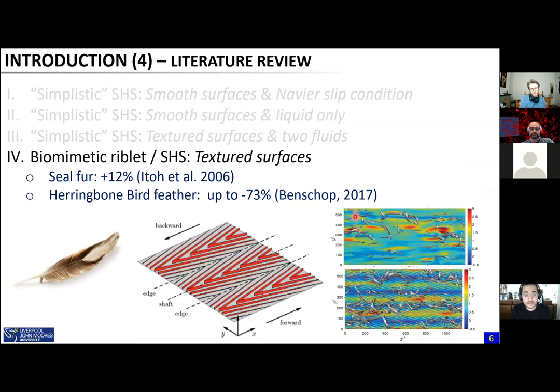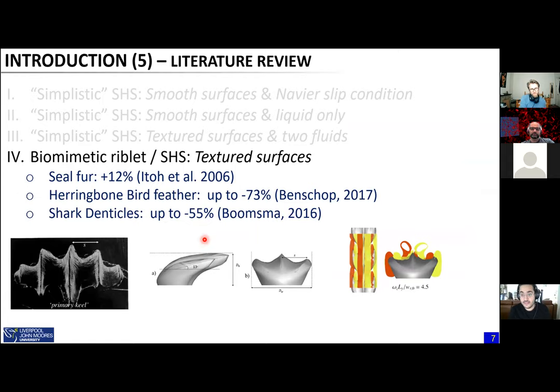For example, the herringbone bird feather had up to 73% drag increase when it was tested. And the shark denticles, real 3D shark denticles, had 55% drag increase. For both cases, the complex shape of the structures was one of the reasons that resulted in the drag increase, where the mean flow was mainly dominated by secondary flow.